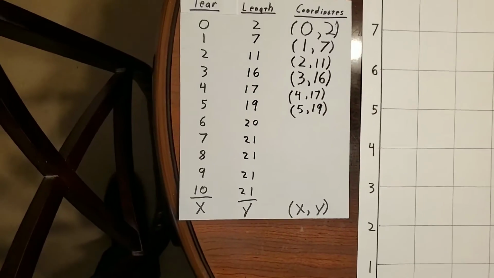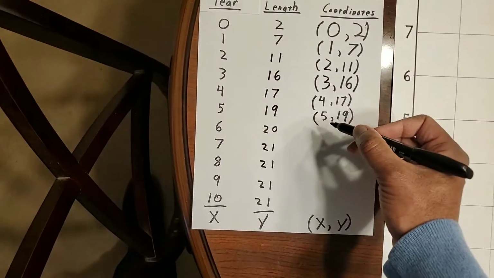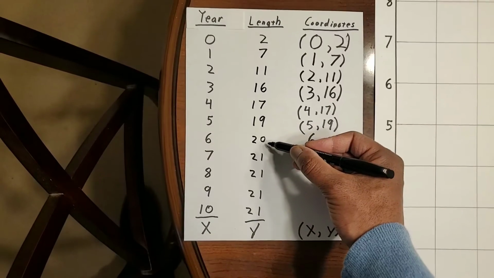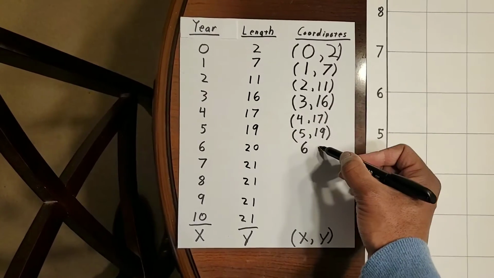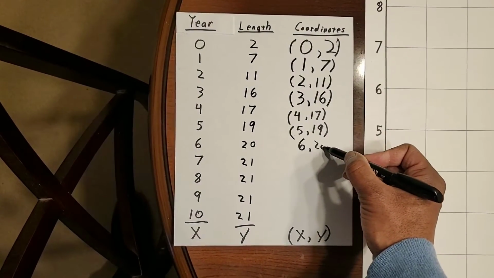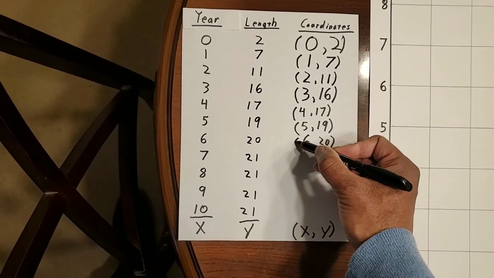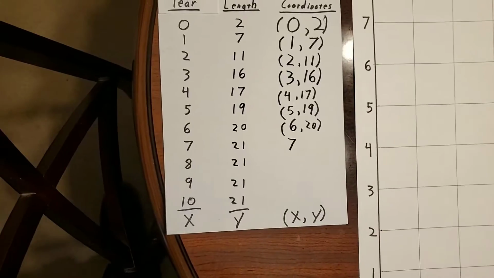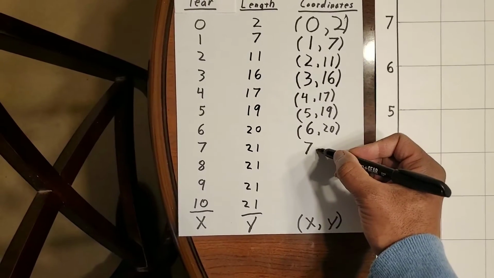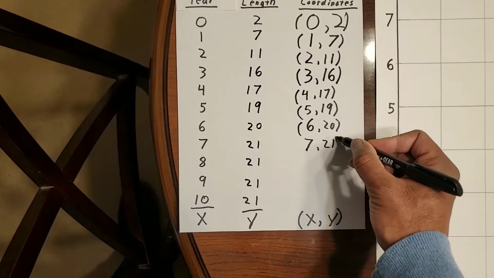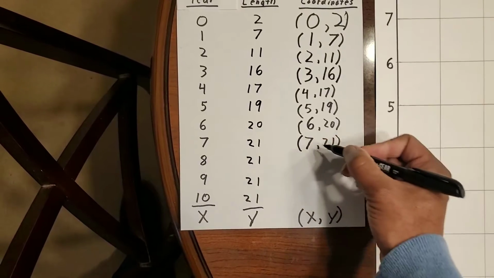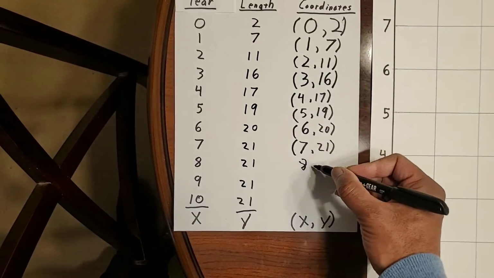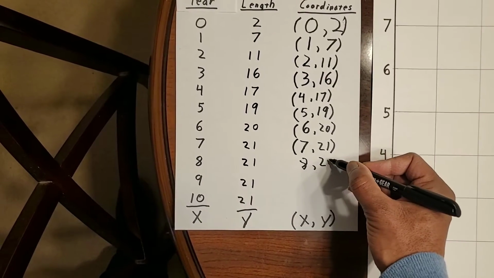What about year 6? For year 6, let's put in that's our X coordinate. How long will it grow? It will grow 20 inches in the 6th year. Let's go to year 7. How long will it grow in year 7? It will grow 21 inches. So that's for year 7. What about year 8? Let's make a coordinate for year 8. How long will it grow in year 8? Year 8, 21 inches.